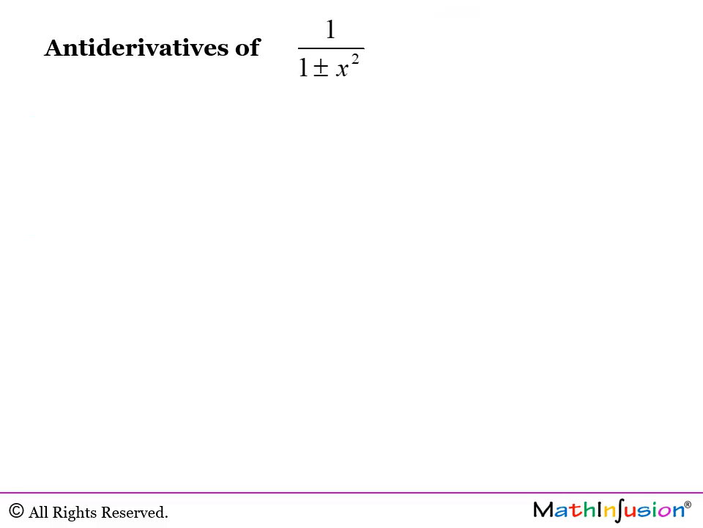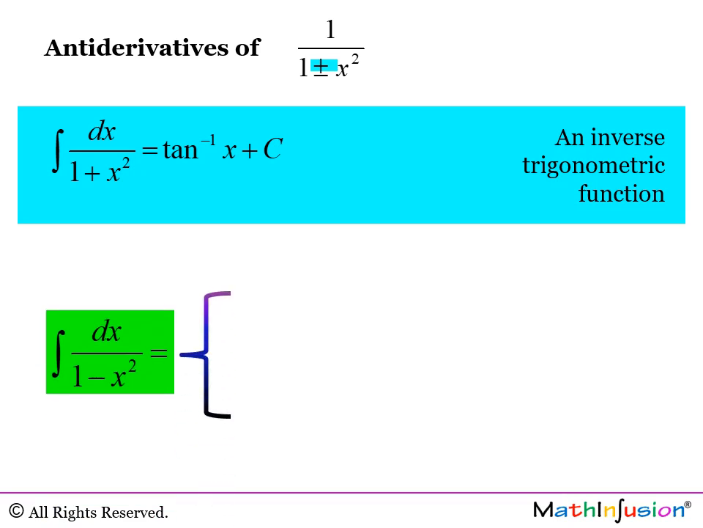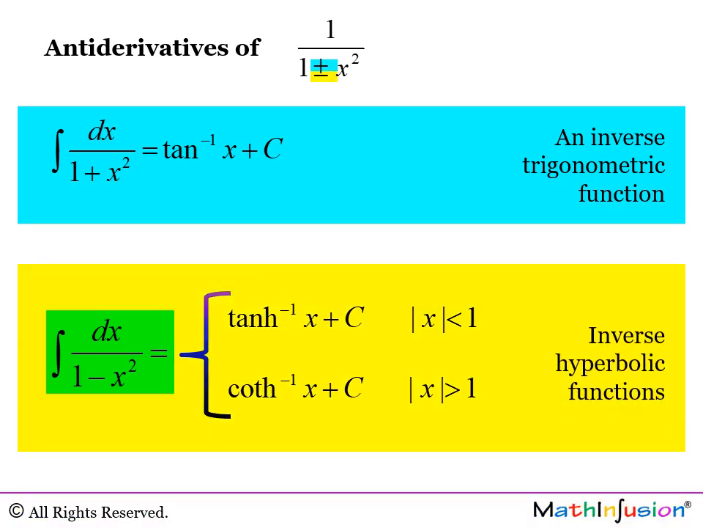What about the antiderivatives of 1 over 1 plus or minus x to the power of 2? The integral of dx over 1 plus x to the power of 2 equals the arctangent x plus c. But this one, I recall, is about the inverse hyperbolic functions. It is the inverse tangent hyperbolic x plus c when x in absolute value is less than 1, and it is the inverse hyperbolic cotangent x plus c when x in absolute value is more than 1.